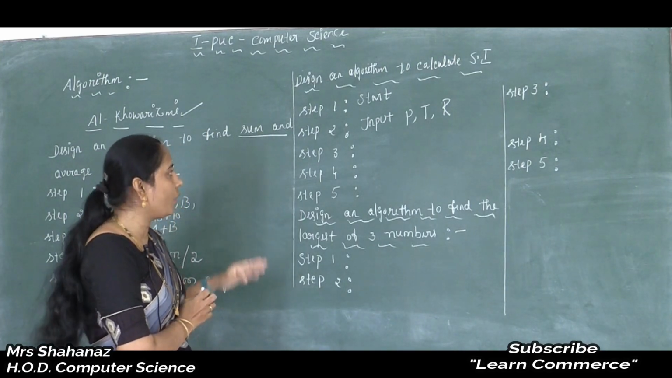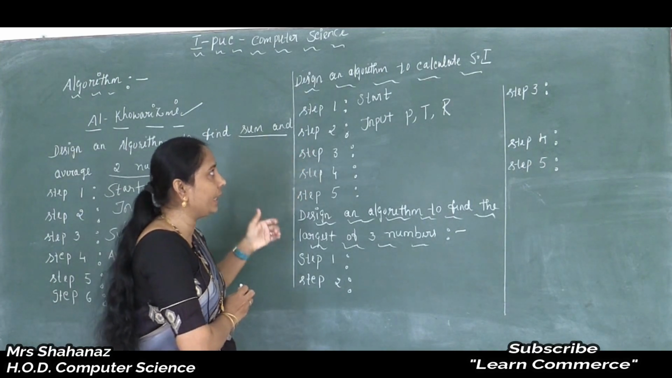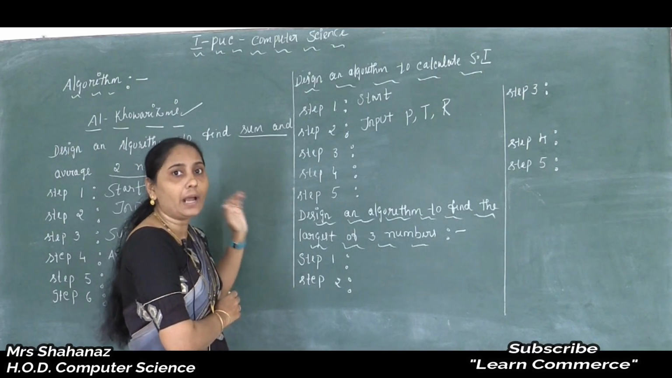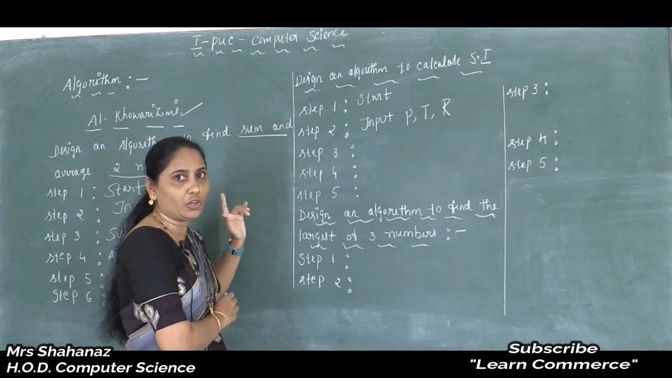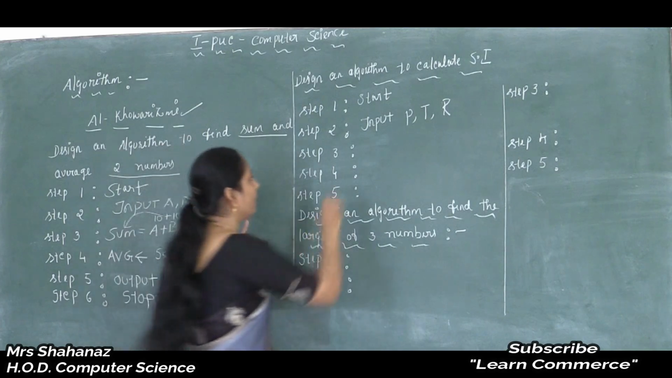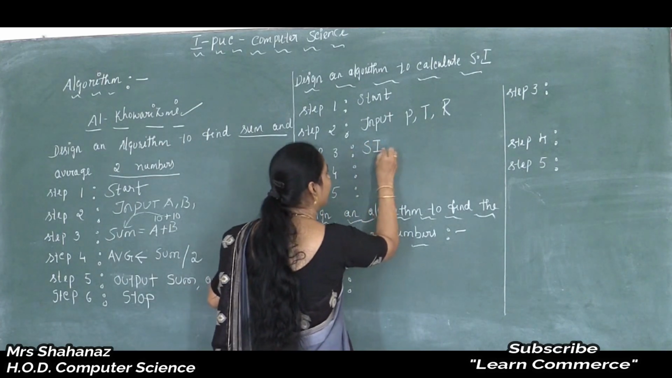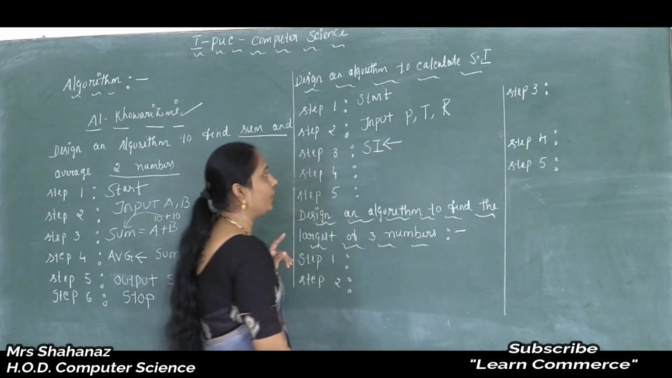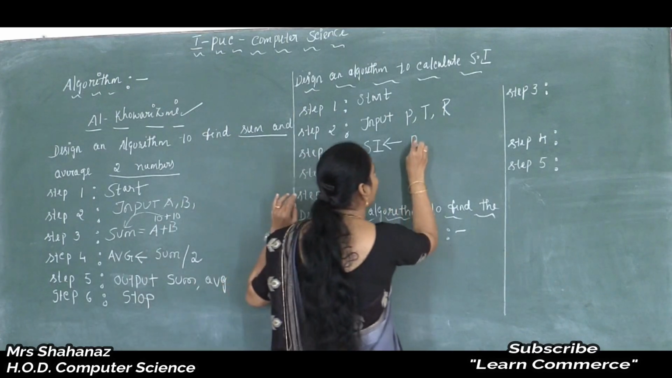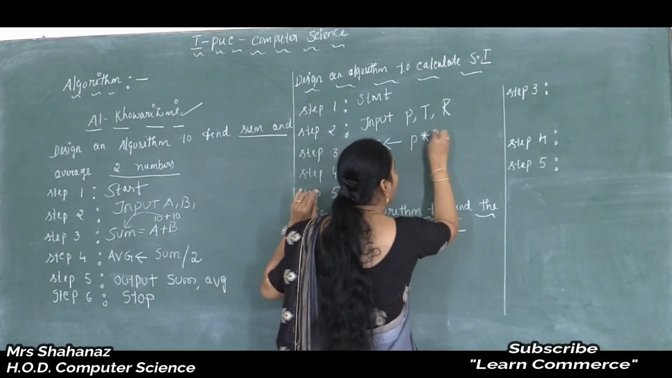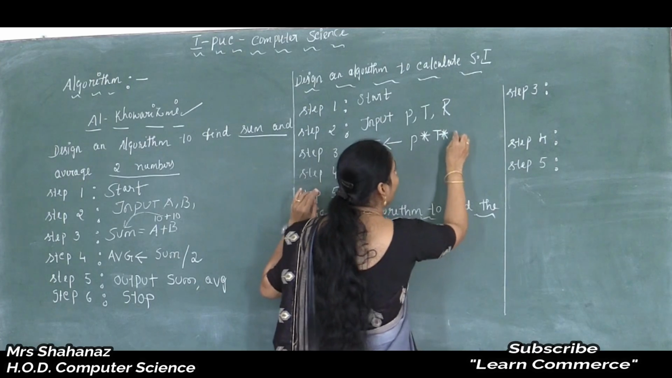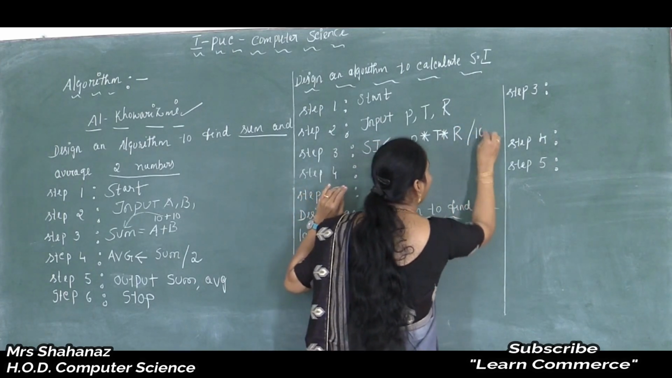Okay? Now after taking the input P, T, R, I am going to make the calculation of the simple interest here. So to get the value of the simple interest we need to make the calculation. The calculation is P into T into R divided by 100.